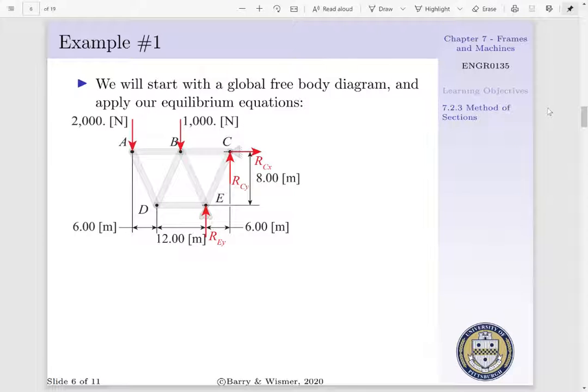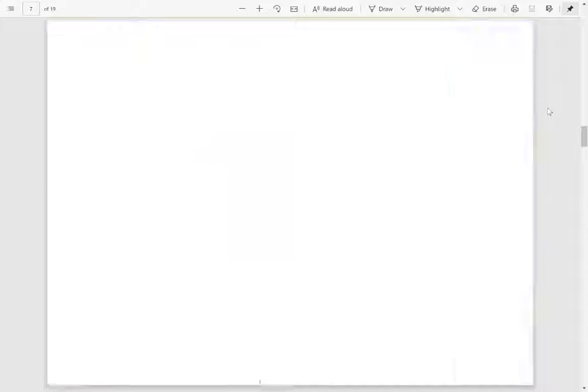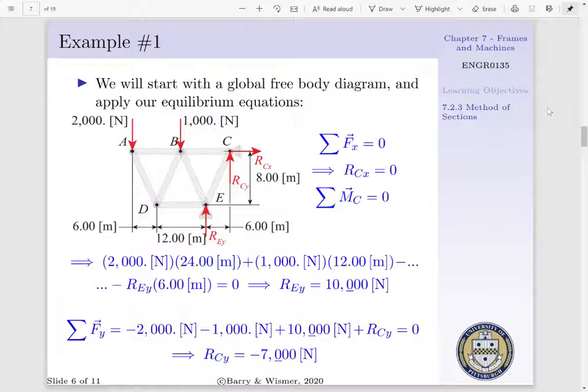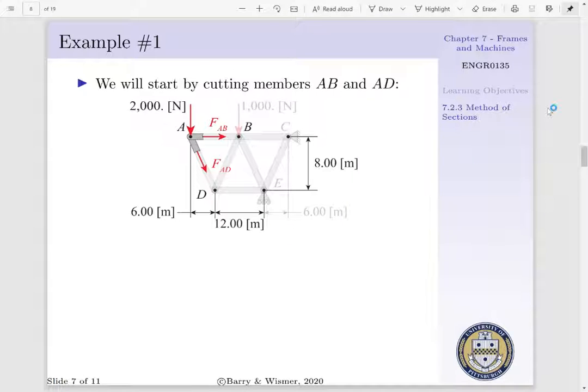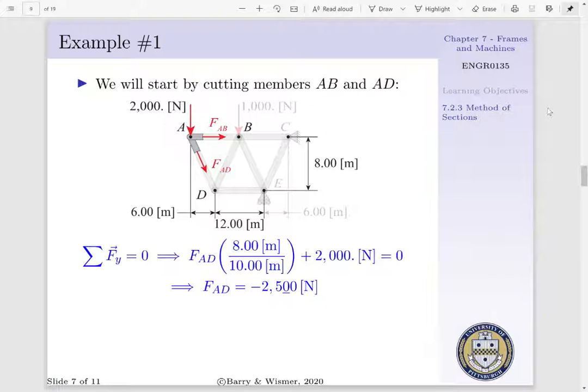For us to begin, we will construct a global free body diagram and then employ our equations. We will not spend time on this, for we've seen this global free body diagram before, but we'll refresh our values. RCX is equal to 0 newtons, REY is equal to 10,000 newtons, and RCY is equal to minus 7,000 newtons. Now, to begin, we will cut members AB and AD. We will draw our forces FAB and FAD acting away from the cut plane. Thus, we can apply our equilibrium equations.